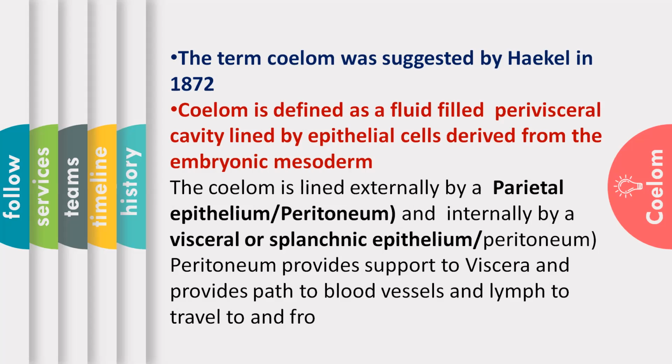Peritoneum provides support to the viscera and provides path to the blood vessel and lymph to travel to and fro. This is important. What's the function of peritoneum? It forms a cover first. Second, it provides support to the viscera. And third, it provides path to the blood vessels and lymph vessels to travel to and fro.